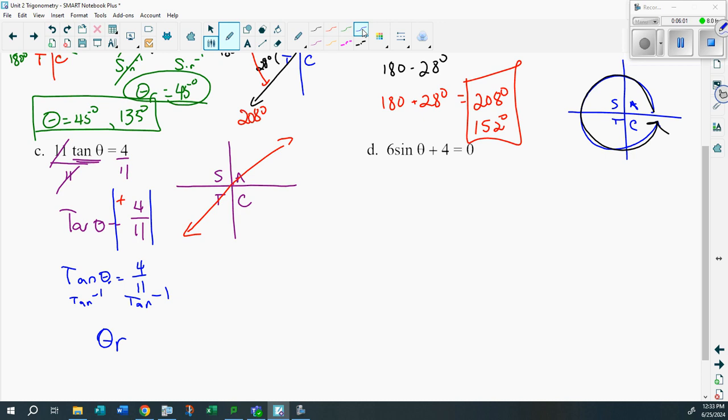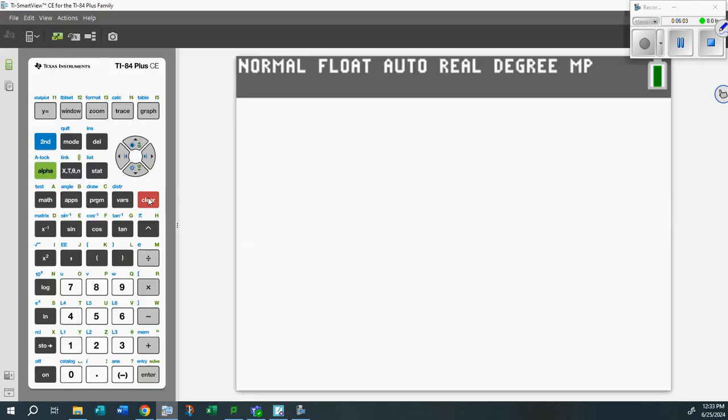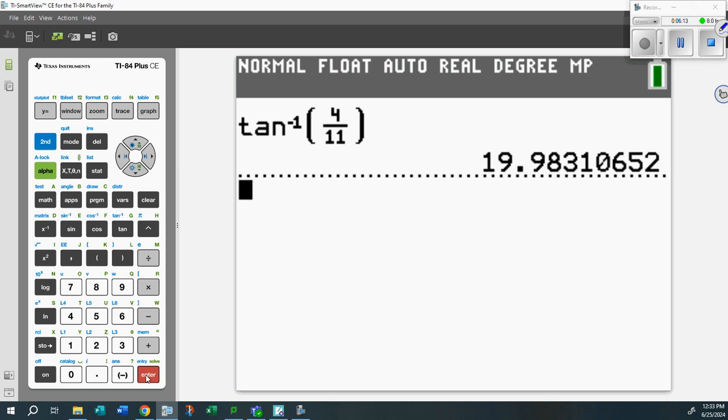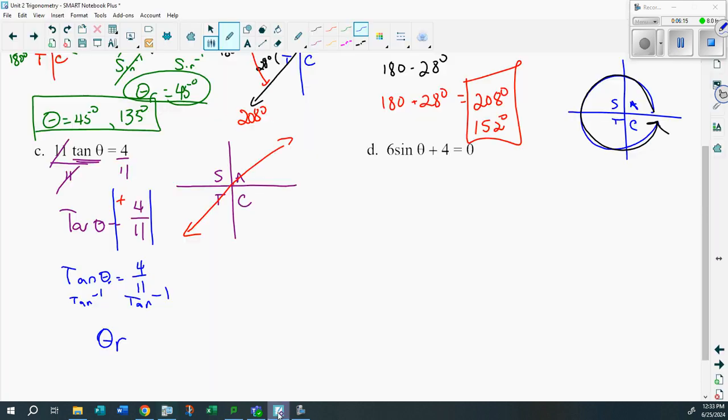Oh my goodness. Okay. Inverse tan of 4 over 11. Got it? Okay, let's find that reference angle. Reference angle is 20 degrees. This reference angle, boom, look at that, 20 degrees. So that means this is 20 degrees. That means this is 20 degrees.